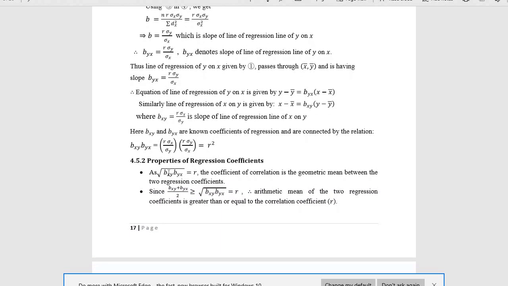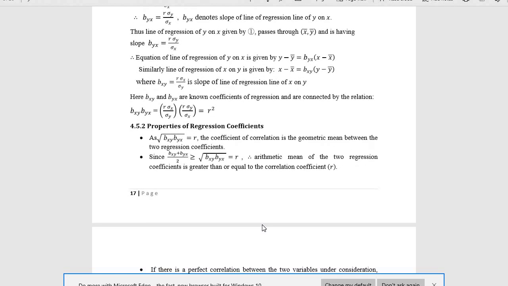The relationship between the correlation coefficient and the regression coefficients is given by r is equal to root over bxy into byx, right? And the arithmetic mean of bxy and byx is always greater than or equal to the geometric mean, which is r. The arithmetic mean of the two regression coefficients is greater than or equal to the correlation coefficient. Just remember this formula.